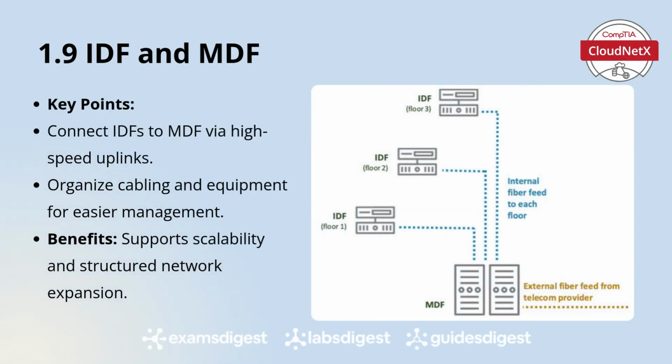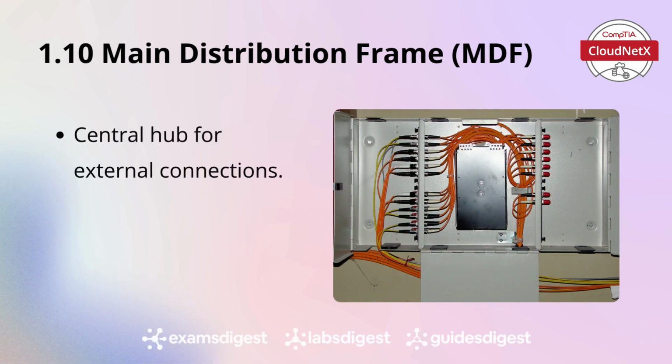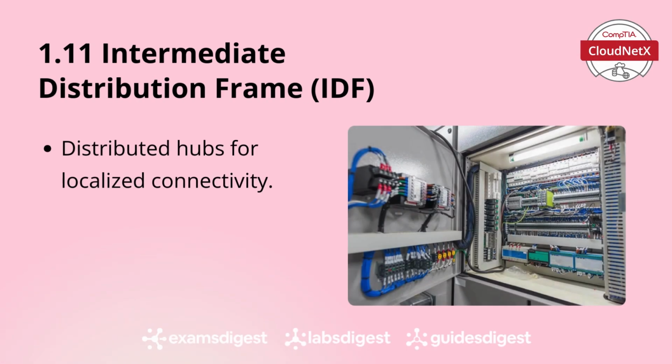A campus network's physical infrastructure depends on intermediate distribution frames and main distribution frames to manage and distribute network connectivity. The MDF is the central hub where external connections, such as ISP links, enter the network. It houses the primary networking equipment, such as core switches and routers. IDFs are distributed throughout the campus to extend connectivity to different floors or buildings. These frames connect to the MDF via high-speed uplinks and house access switches for localized devices.